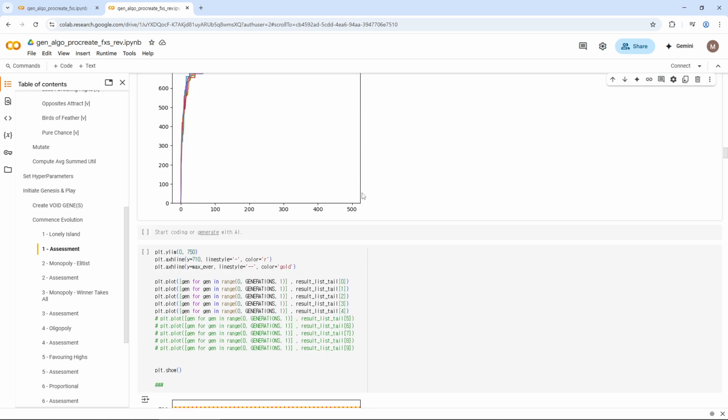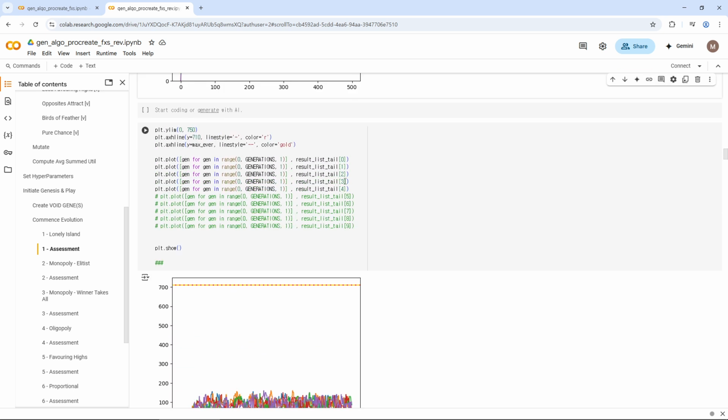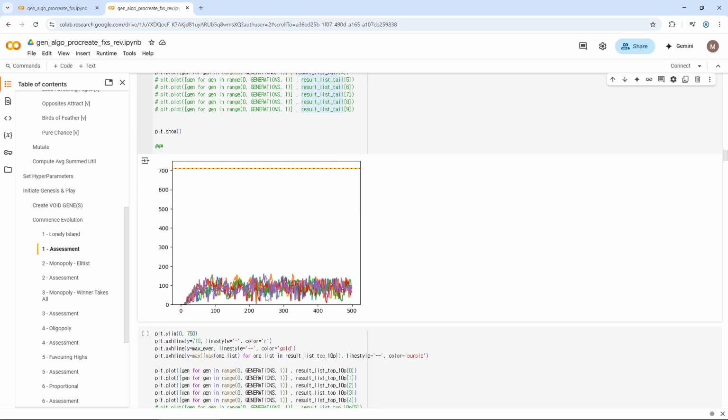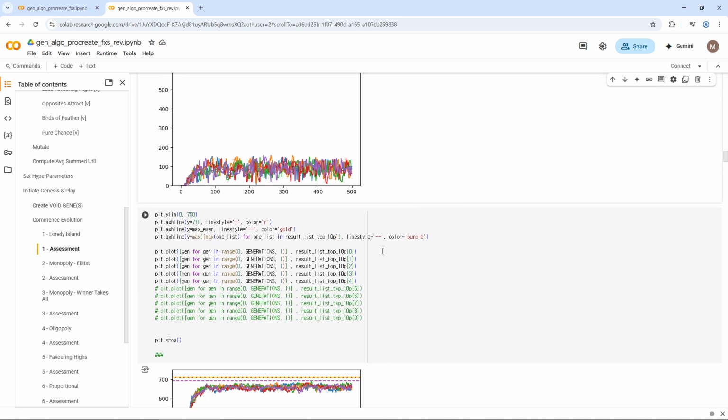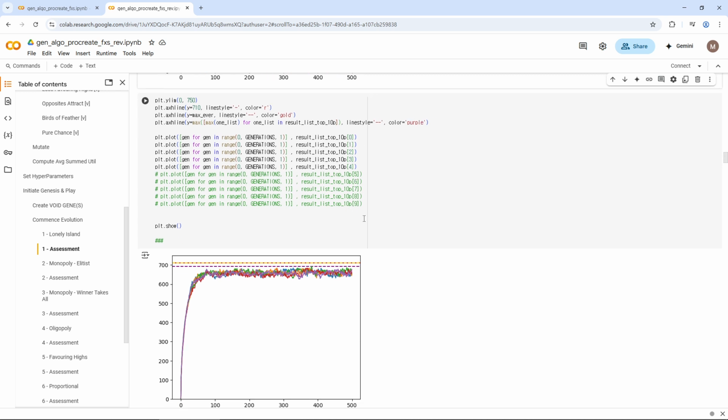So that's expected. And here are the plots for the tails. This is also expected. And here is the plot for the top 10%, and they peak and plateau. Not much of a dip we can see here.